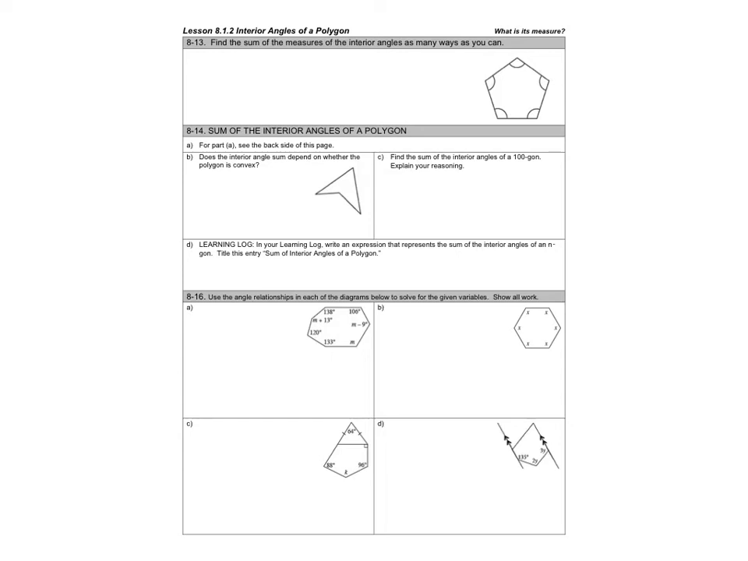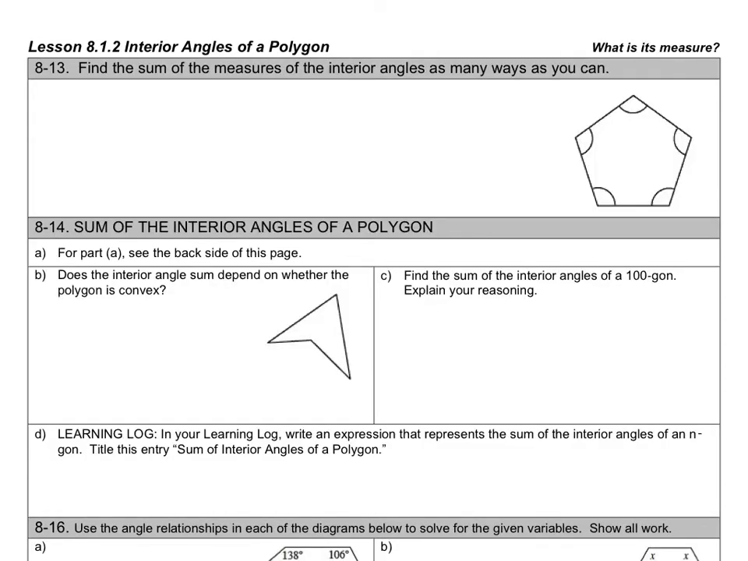This is section 8.1.2, and it's called the interior angles of a polygon. So let's take a look at this first problem, 8-13. Okay, question 8-13, find the sum of the measures of the interior angles as many ways as you can. I'm going to go ahead and talk about two different ways. Here's the first one. We could just Google it.